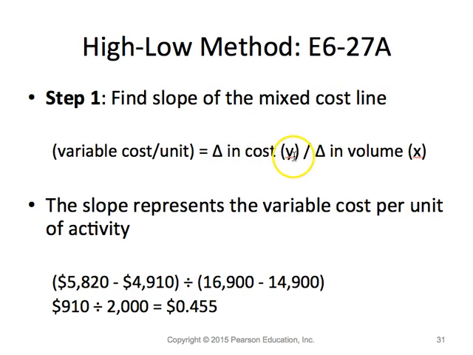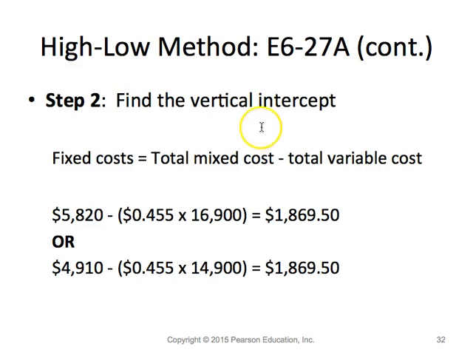Delta in cost y, delta in volume x, this line. So basically you can find the slope this way. This is 49, this is 0.455. In step 2, find a vertical intercept. So the vertical intercept is the fixed cost, the total mixed cost minus the total variable cost.